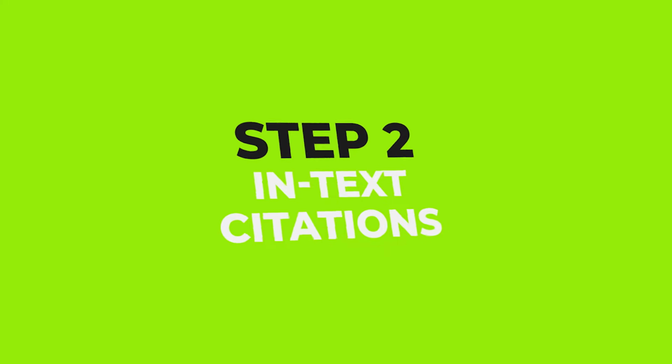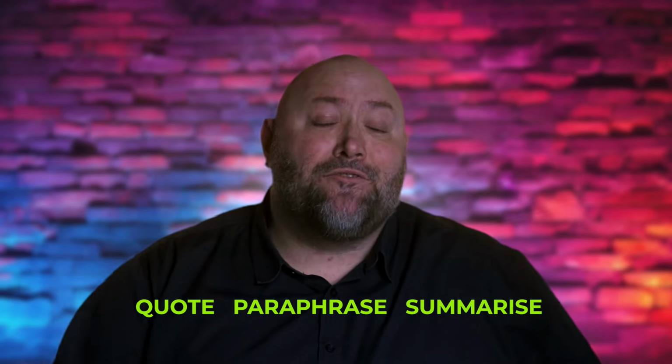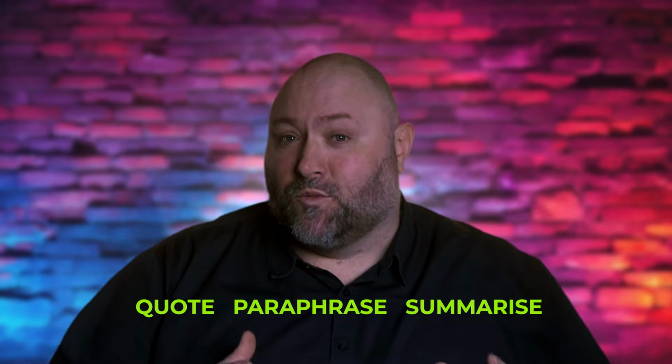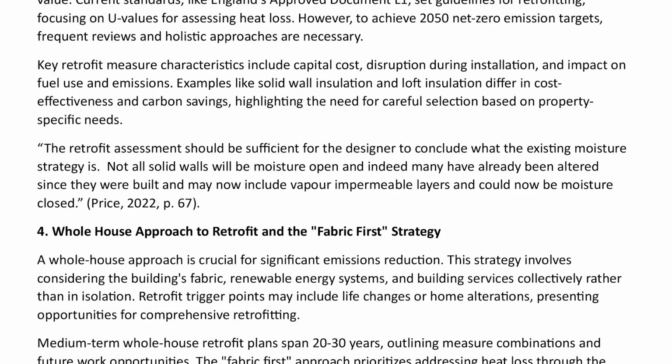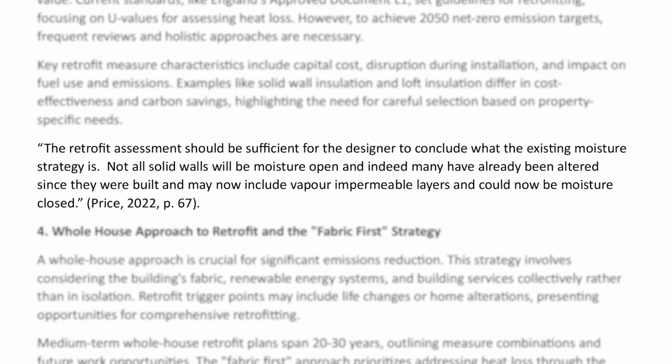Step 2. In-text citations. When using the Harvard referencing system, you need to include an in-text citation every time you quote, paraphrase, or summarize someone else's work. The basic structure of an in-text citation is as follows. If you're copying a statement word for word, you need to put quotation marks around the quote, followed by the author's last name, followed by a comma, and then the year the source was published.